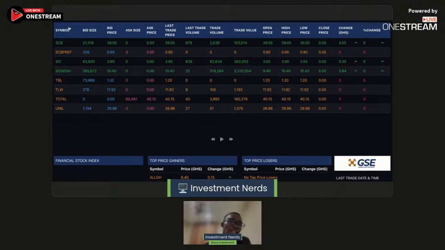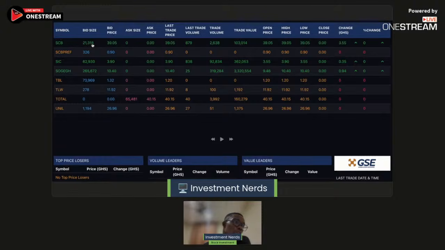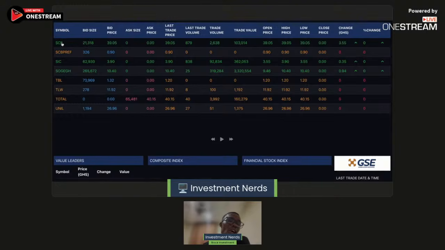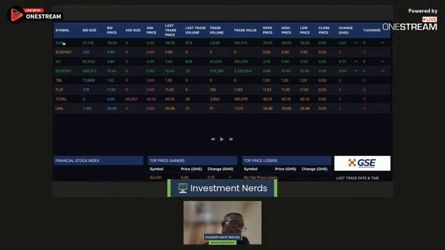If you look at the top left corner, you see symbol. This is the GSE Market Watch, where you can see what is happening on the Ghana Stock Exchange. Under symbol is SCB, and under it is SCB Pref. SCB means Standard Chartered Bank. Are you with me? SCB is Standard Chartered Bank, and the other one is Standard Chartered Bank Preferred Stock.